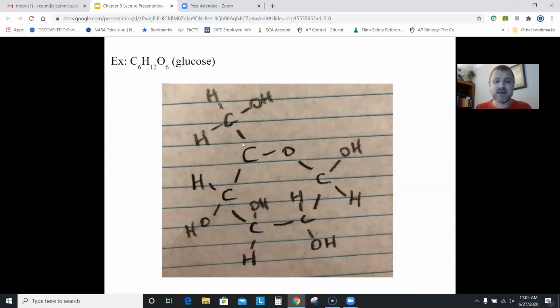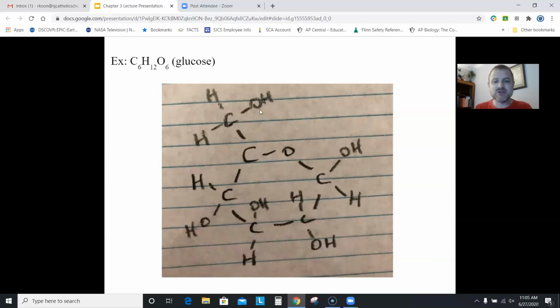Notice glucose is based on a 6-membered ring here in the middle. The top right atom is not a carbon, it's an oxygen. And the 6th carbon comes up here to the top left. So 1, 2, 3, 4, 5, 6 carbons. Once you've got the carbon skeleton done, you start putting on the other atoms.